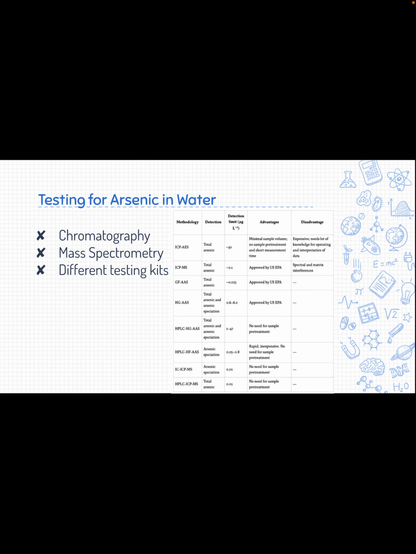So we can test for arsenic in drinking water. I'll talk about what all they're testing for in a second, but a couple of different tests that you can do to find the arsenic are chromatography, mass spectrometry, and other different testing kits like in the boxes that are posted there. So there's all different kinds of tests which are listed on the left side, and it tells you exactly what it's detecting, the detection limit, and advantages of these specific tests.